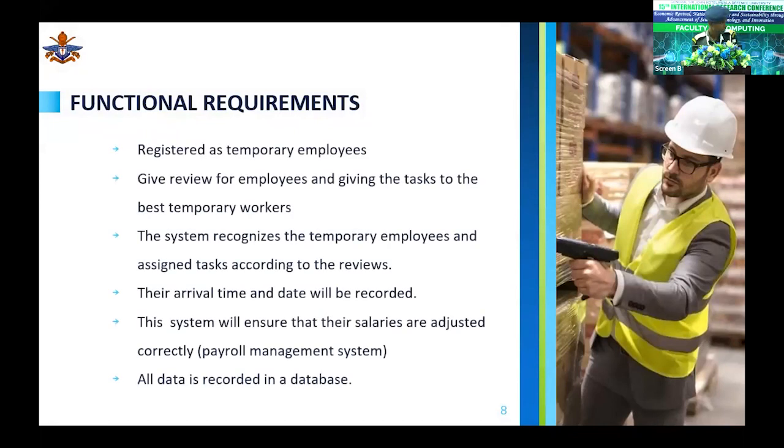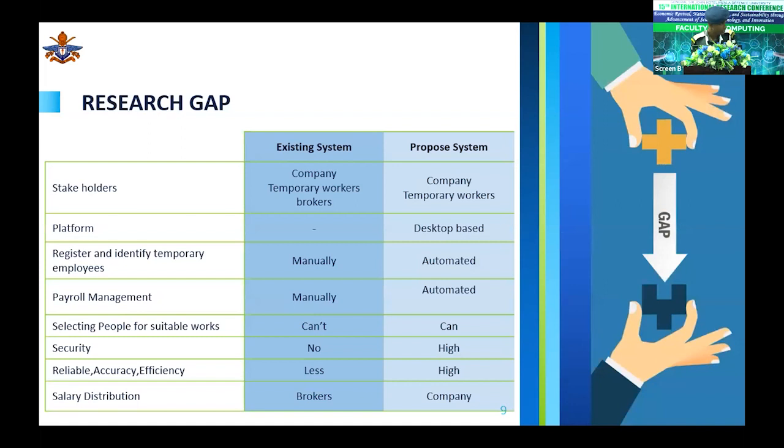These are the functional requirements: registering temporary employees, giving reviews for employees, and giving tasks to the best temporary employees. The system recognizes the temporary employees and assigns tasks according to the reviews. The arrival time and date will be recorded. This system will ensure salaries are adjusted and corrected in the payroll management system, and all data is recorded in the database. This is the research gap between the current system and the proposed system.